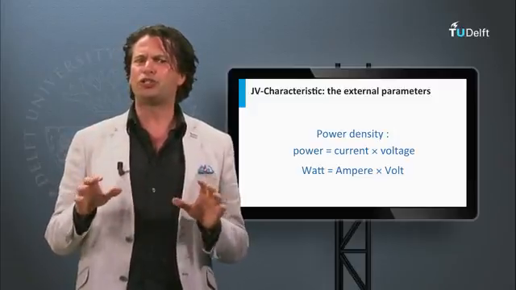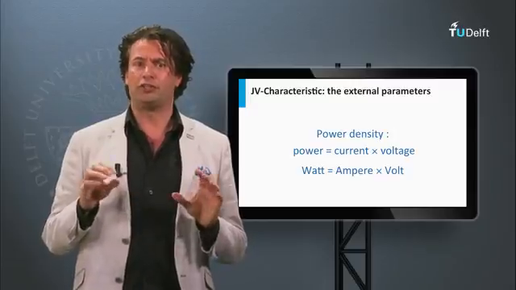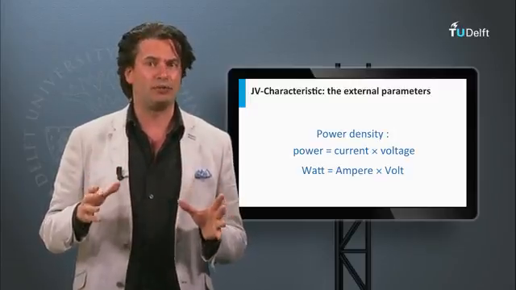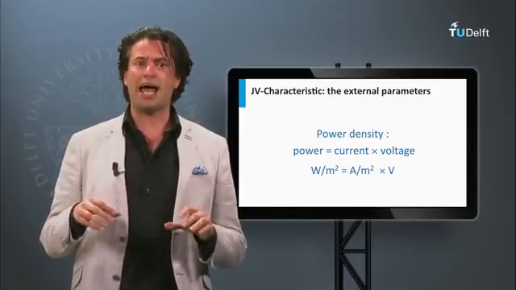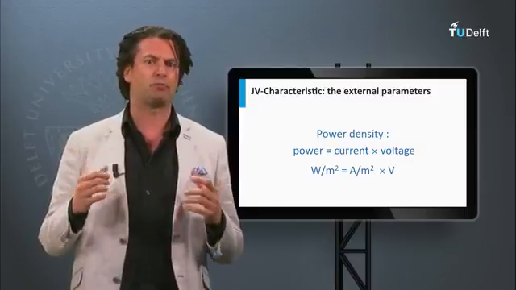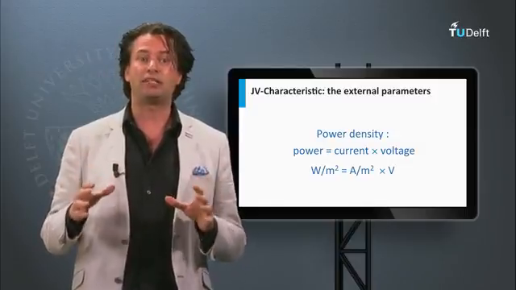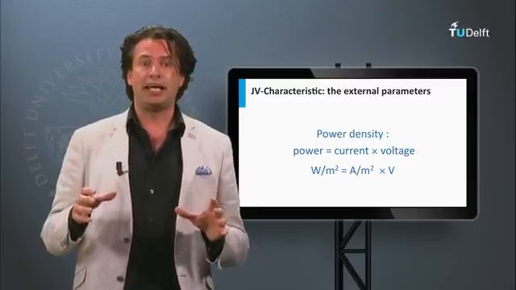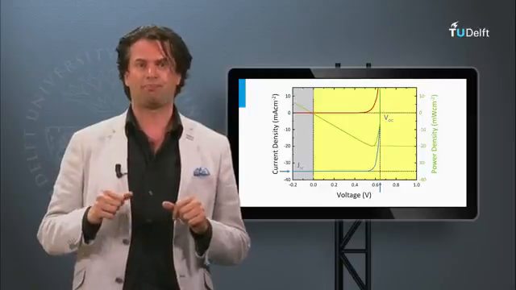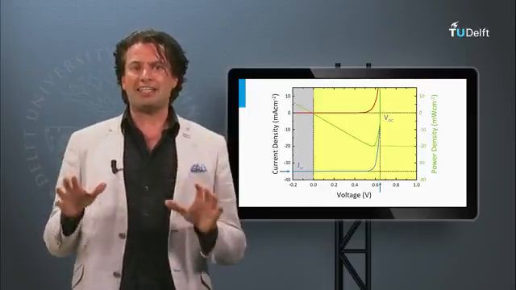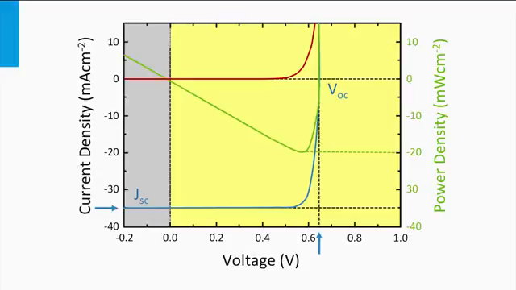However, since we use current density in the JV curves, we will talk about power density, which is power per area. So current density is expressed in amps per square meter or milliamps per square centimeter, which means that the power density is expressed in watt per square meter or milliwatts per square centimeter. We have added the power density in the JV curve as a function of the voltage using the green curve. The vertical axis on the right shows the scale of power density.